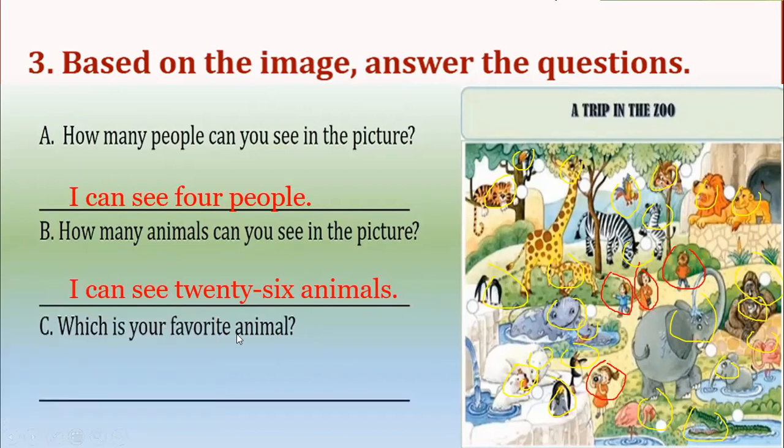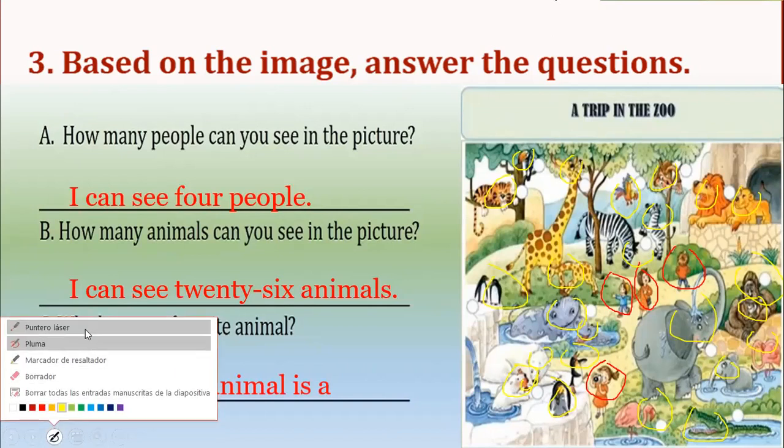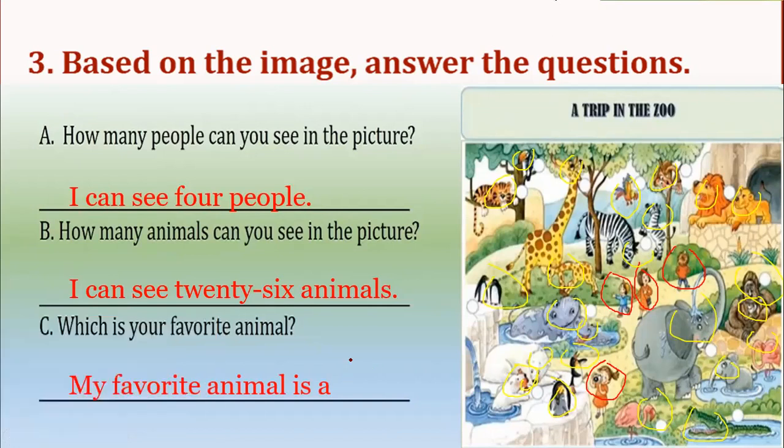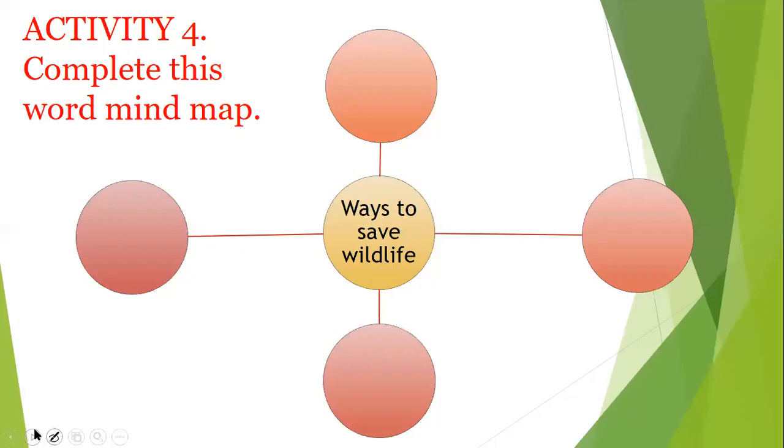La siguiente, which is your favorite animal? ¿Cuál es su animal favorito? My favorite animal is a, por ejemplo, yo voy a escribir aquí, el cual a mí me gusta más, is a lion. Entonces, aquí ya puedo yo escribir mi respuesta. It's a lion. Ok, continuamos. Hasta aquí estamos todos sencillos.